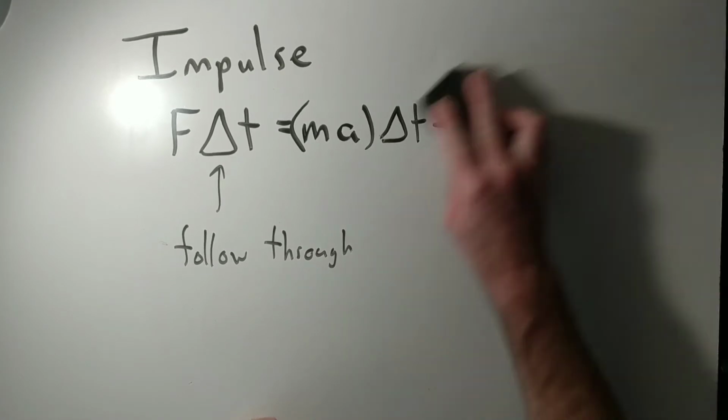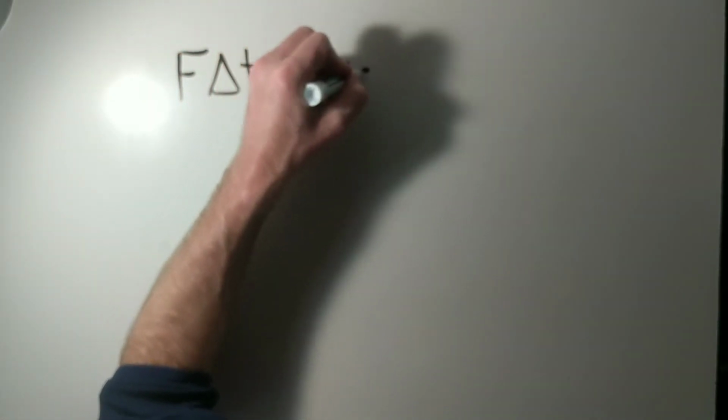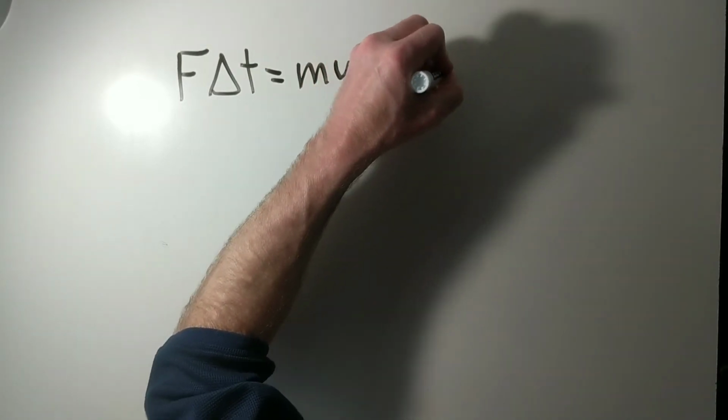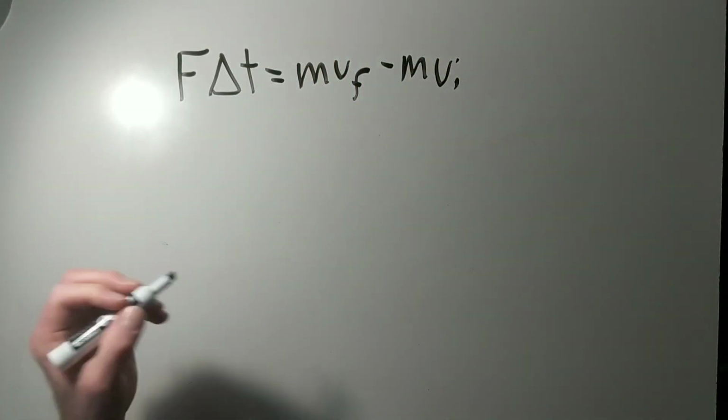Now, some people write this in this way. This is the way I prefer. Force times time equals mv final minus mv initial. Some people like it like that.